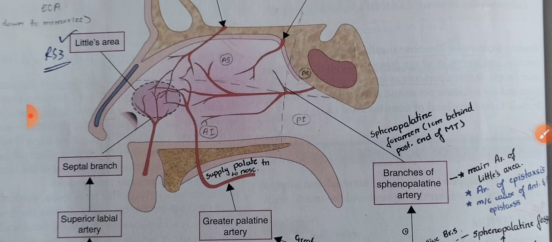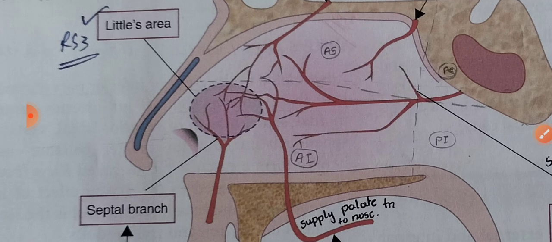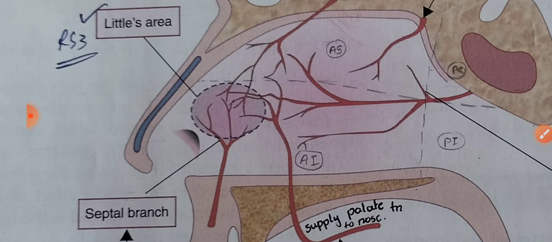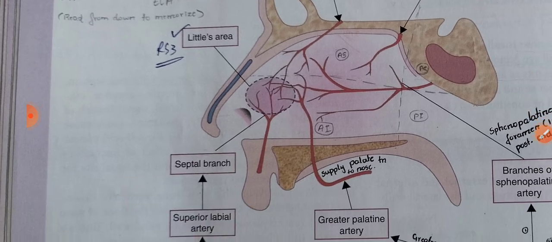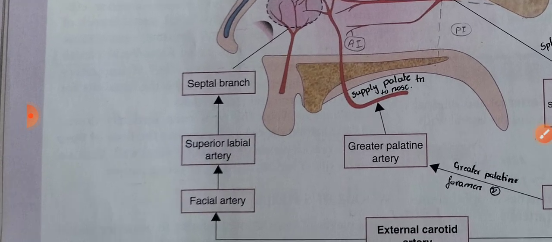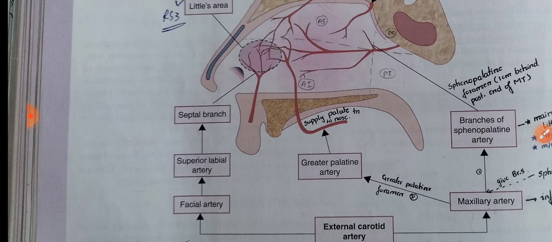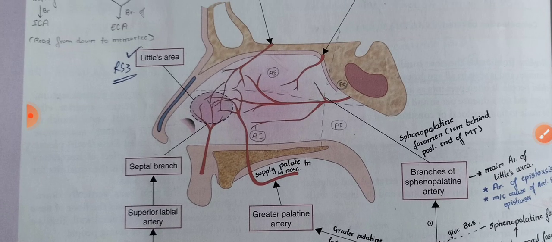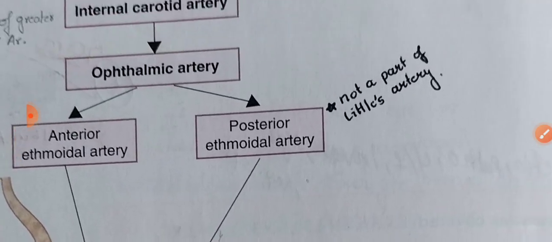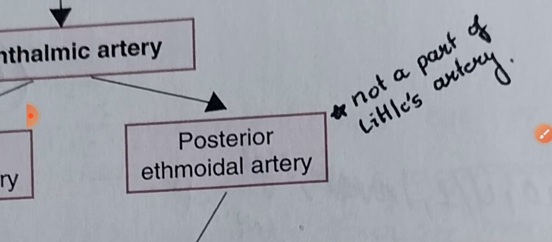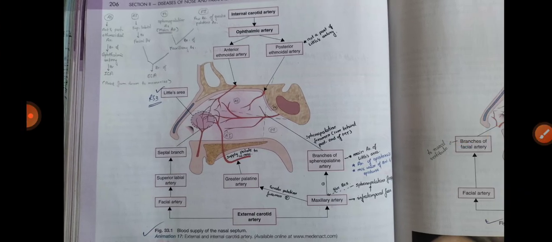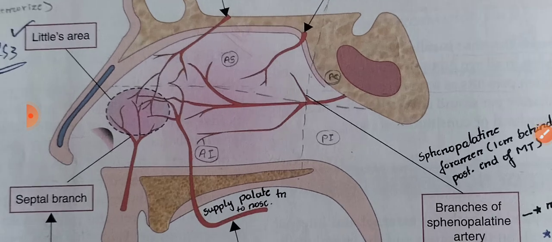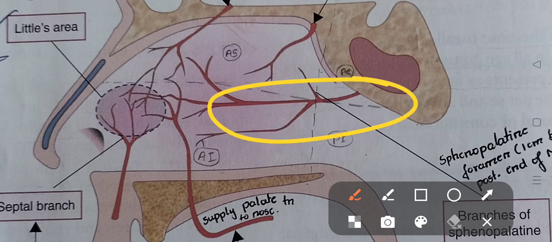One more important thing is Kiesselbach's plexus. It is present near the vestibular region and it is formed by four arteries: anterior ethmoidal artery, septal branch of facial artery, greater palatine artery, and sphenopalatine artery. The only artery which does not take part in Kiesselbach's plexus is the posterior ethmoidal artery, which does not take part in Little's area. The most common artery to bleed is the sphenopalatine artery.